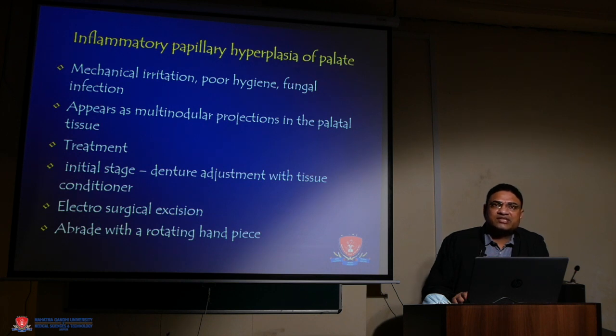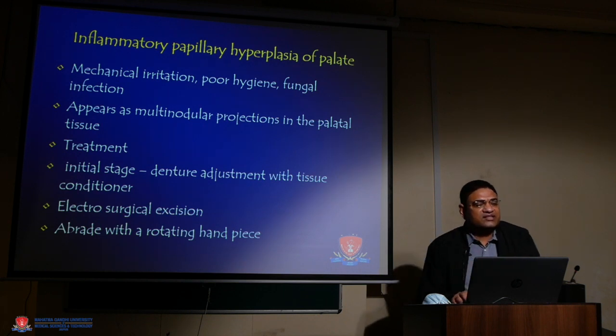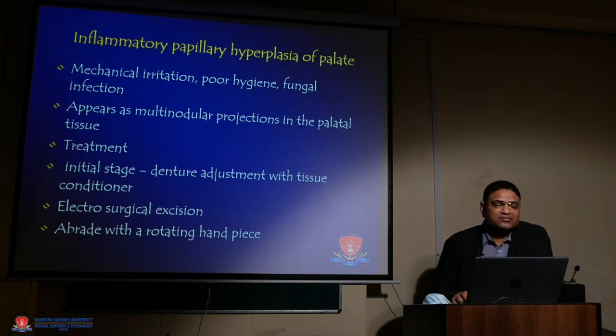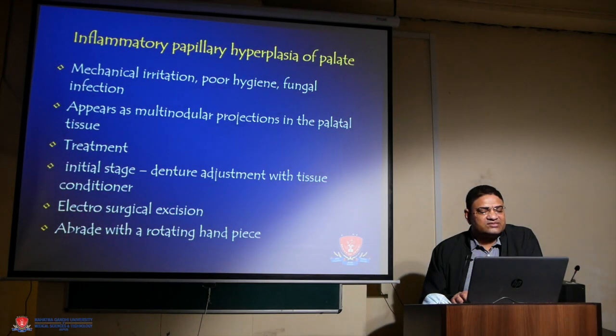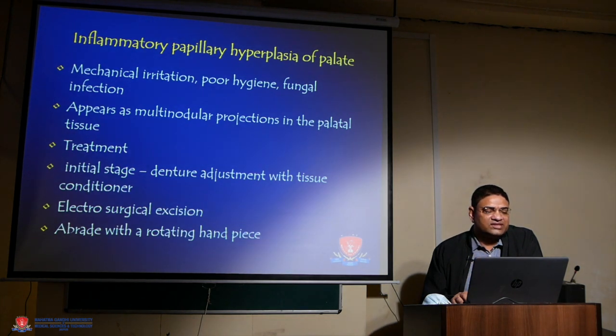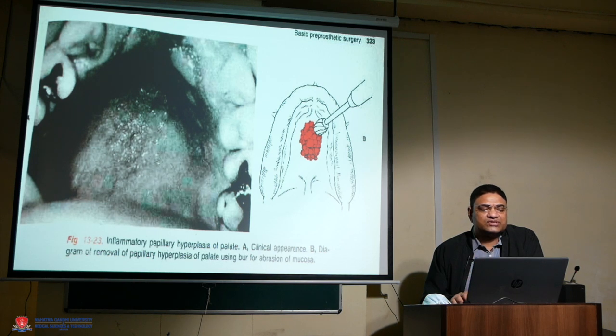Inflammatory papillary hyperplasia of the palate. Mechanical irritation, poor oral hygiene, and fungal infection are the main etiological factors for hyperplasia of palatal tissues, and it appears as multinodular projections in the palatal tissue. So for treatment, we initially adjust the denture height and the base of the denture with tissue conditioner. If there is no relief, then we go for electrosurgical excision and abrade with a rotating handpiece. So these are the treatment modalities for hyperplasia of palatal tissues. This is the picture showing the procedure.